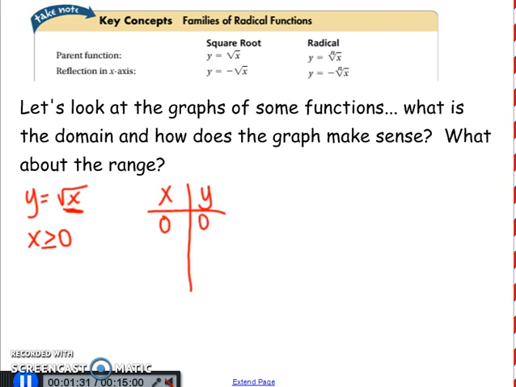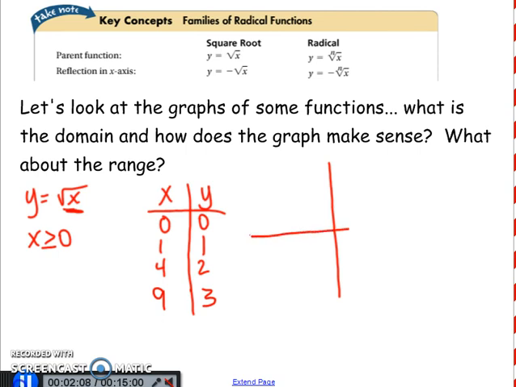Then I'm going to pick a value greater than 0. So I'm going to pick 1. Square root of 1 is 1. If I go to 2, square root of 2 is not a whole number. So I want to pick x values that make my y value a whole number. I'm going to jump to 4, because if I use 2 or 3, it's not going to give me a whole number for y. Now the square root of 4 is 2. And then I'm going to jump to 9. So the square root of 9 is 3.